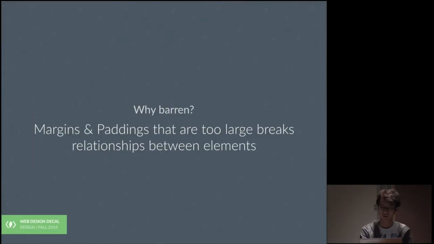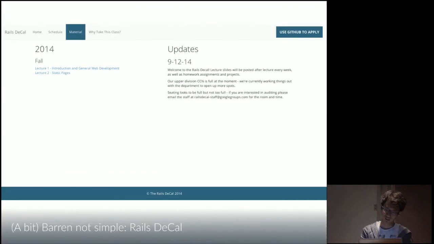So why is it barren? Margin and paddings that are too large break the relationship between elements. To give you another example, now we have this. I would say it's barren because content is simply floating in the middle of nowhere.